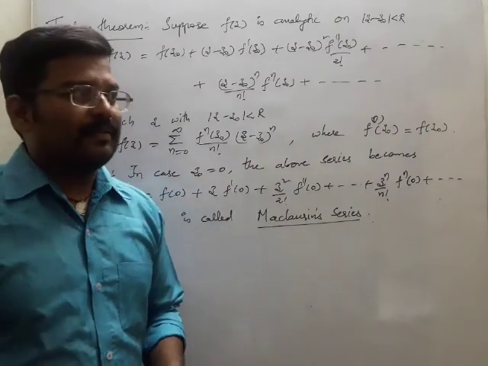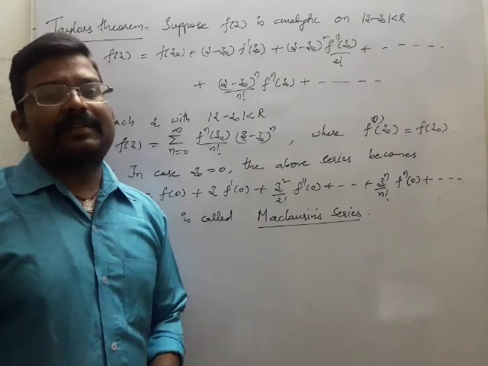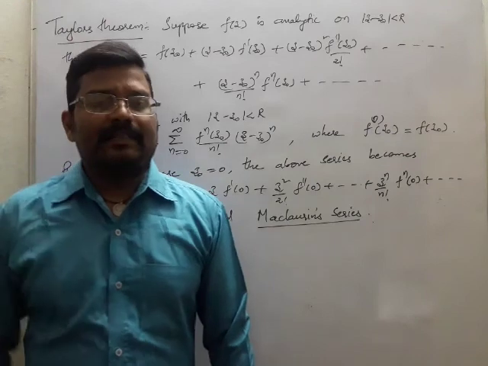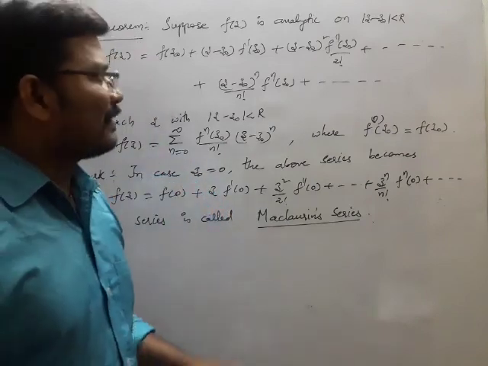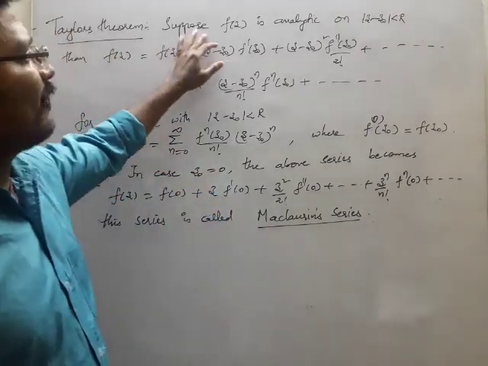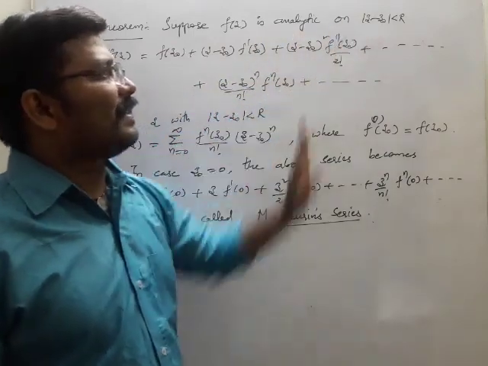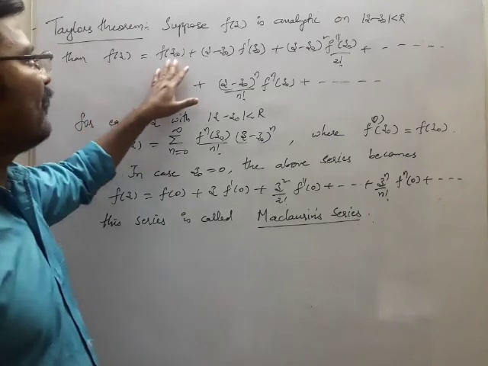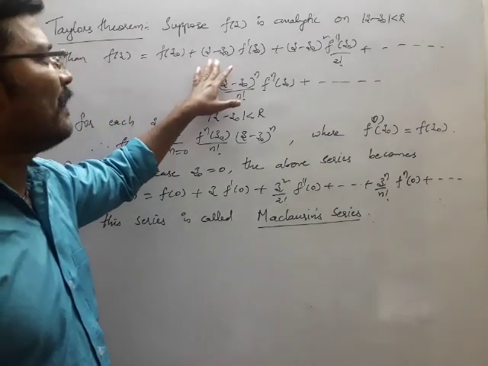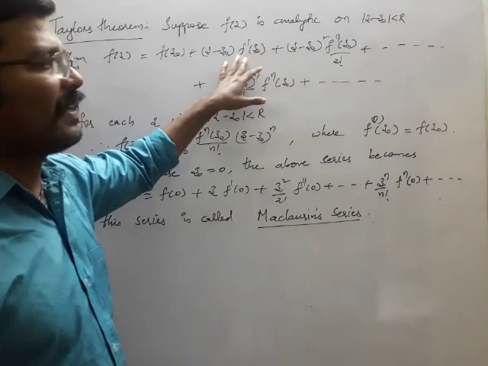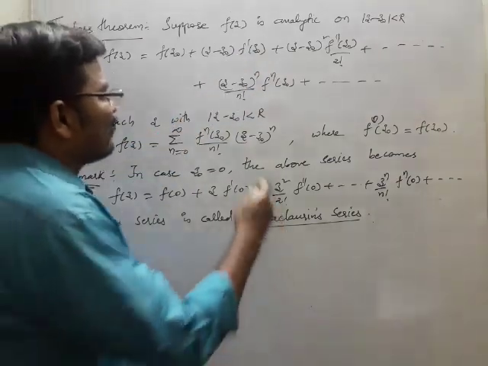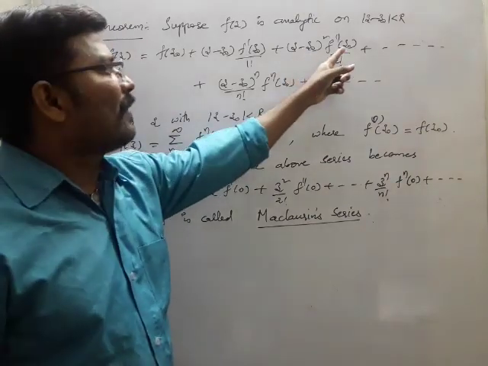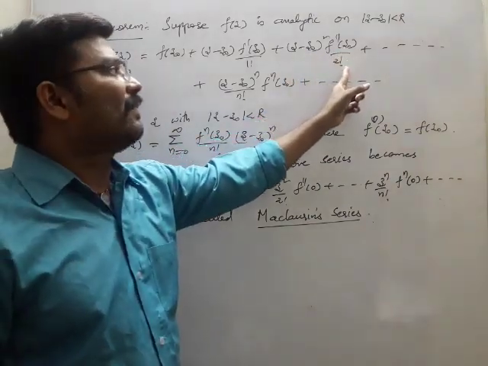Dear students, today we are going to see another important theorem, that is Taylor's theorem. Taylor's theorem says: suppose f of z is analytic on |z minus z naught| less than r, then f of z is equal to f of z naught plus (z minus z naught) into f dash of z naught by 1 factorial plus (z minus z naught) whole square f double dash of z naught by 2 factorial plus and so on.